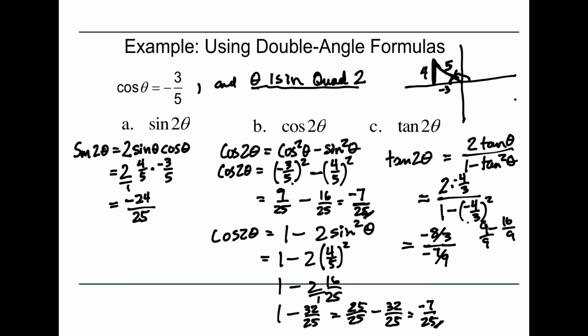With that, we can take the top, negative 8/3, and multiply it by the reciprocal of the bottom, which is negative 9/7. Negative times negative is positive. Actually, let's simplify this first. 3 will go into 9 3 times. 8 doesn't go into 7, nor does 3. So that gives me 24 over 7. Negative times negative is positive, so we have 24/7 for my tangent of 2 theta.